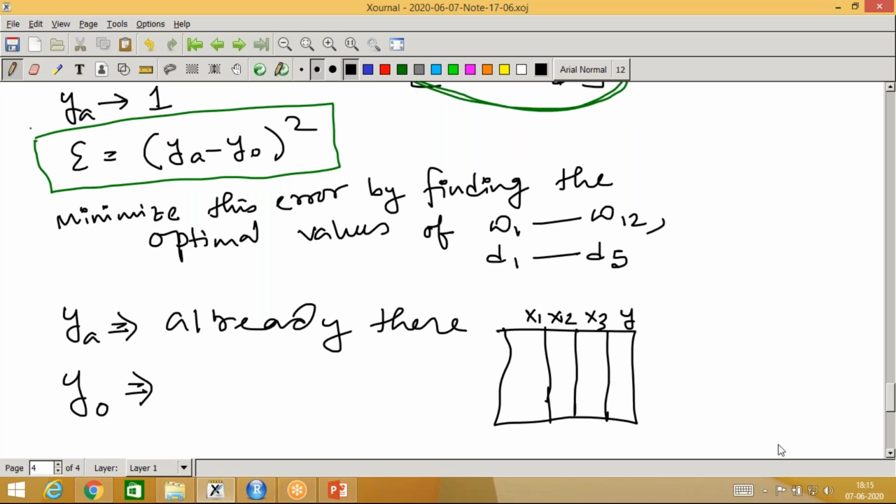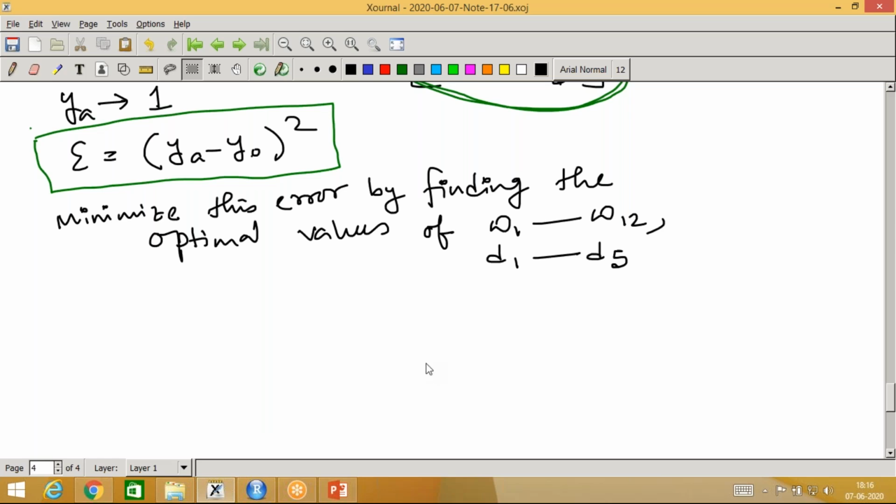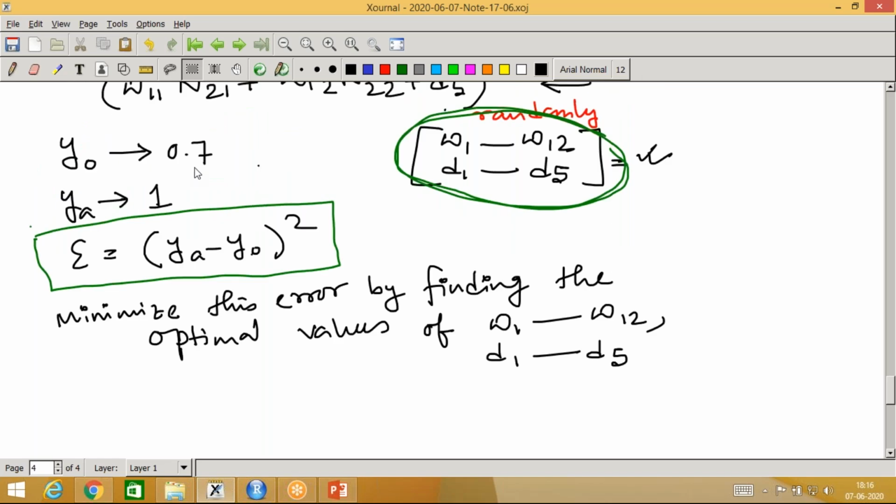I am just saying, Sonali, that this is not y equal to 1. Let's say after the calculation you got 0.7 and your actual is 1. It's not 1. So after so much calculation that you have done, you get the y output to be 0.7, and y actual is 1, let's say, then there is some error.